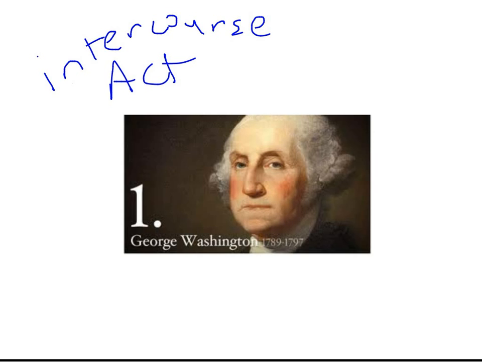And during Washington's presidency, they also created Jay's Treaty, which was to pay damages, seizures, and pre-revolutionary debts.